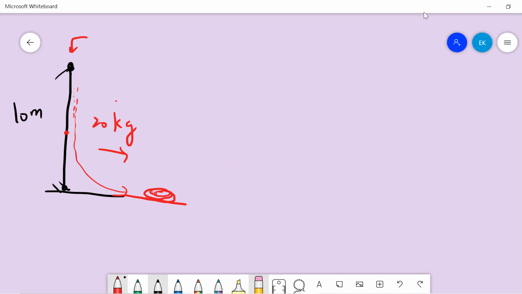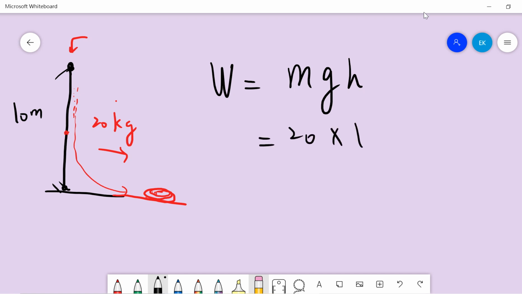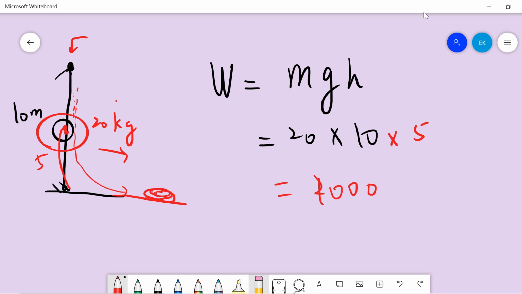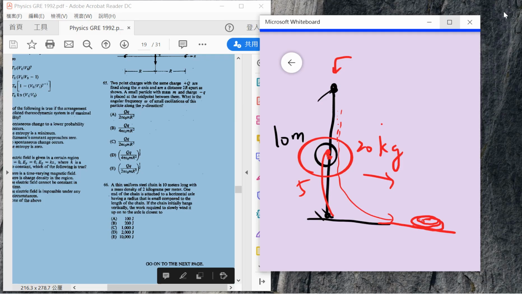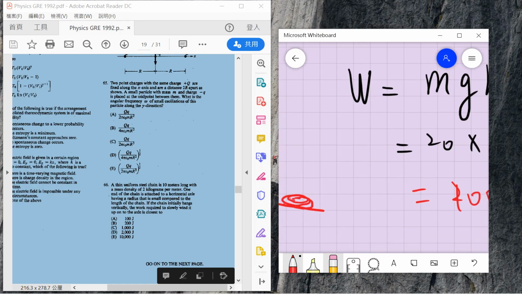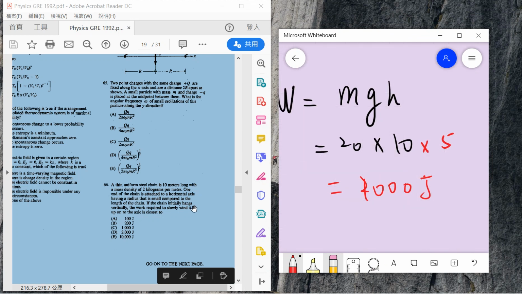This is easy, you don't have to do any integration. All you need to do is, the work is just the change of the potential. So the mass is 20 and g is 10. What you need to use is the mass, because this is uniform, so you use the center of mass. So the answer is 10,000 joules. 10,000 joules. So which one? The answer is C.